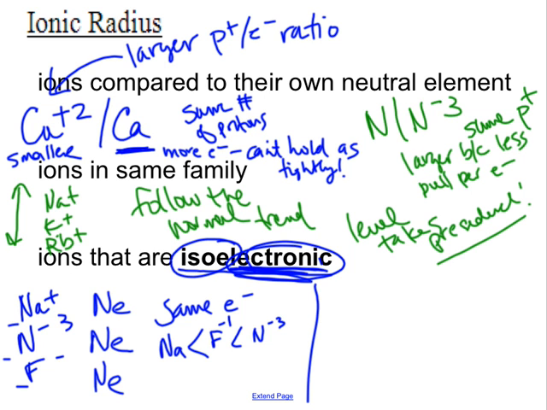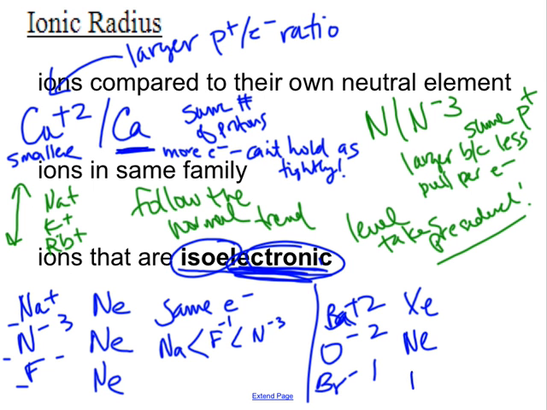Then the final possibility you might run into is when they're really all over the board. Let's say you have barium plus 2, oxygen minus 2, and bromine negative 1. Since they're all over the place, and you need a basis of comparison, go ahead and find out what noble gas they're isoelectronic to. Barium is isoelectronic to xenon. O negative 2, neon, and Br minus, krypton. So you just rank these based on their size, and that's how you rank the size of the atom. So which is the smallest?